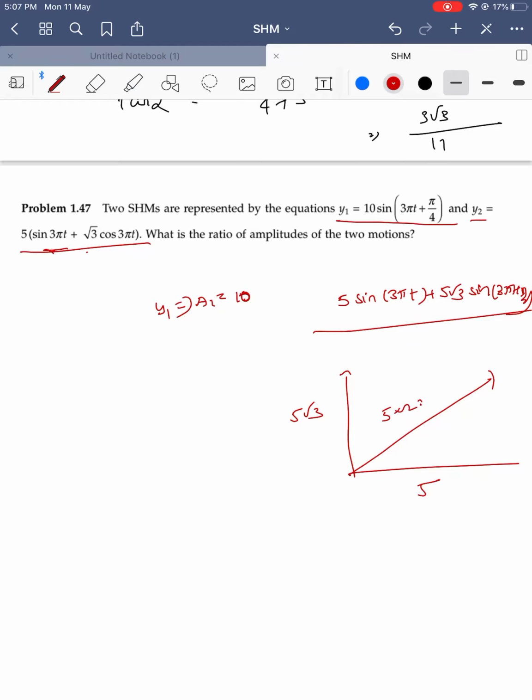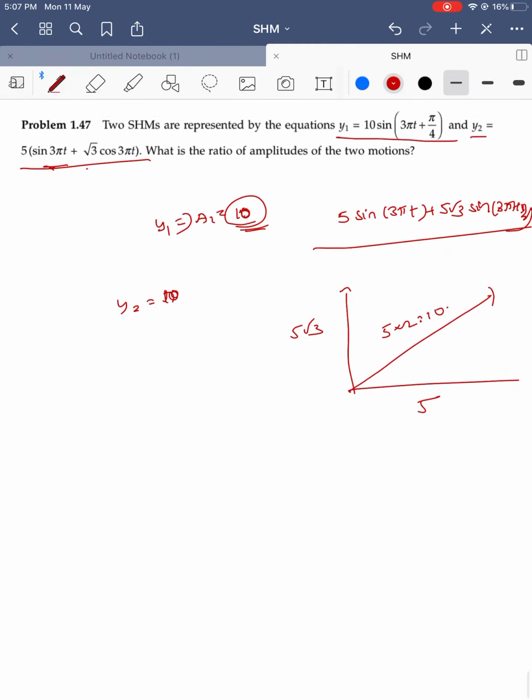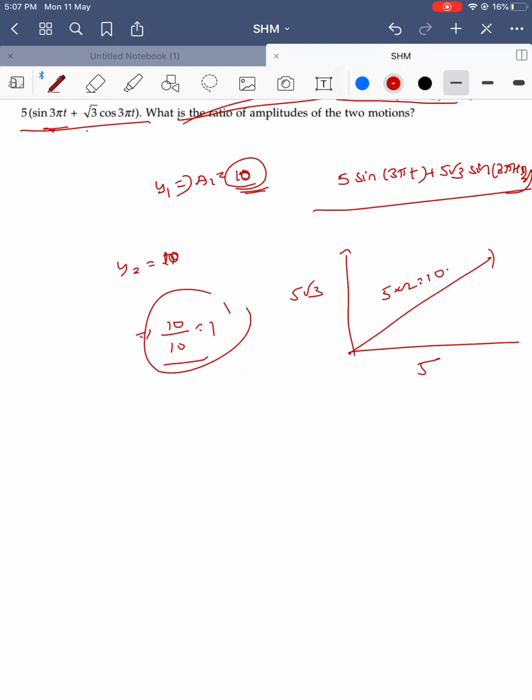The resultant is the square root of a1 squared plus a2 squared, which is the square root of 75 plus 25, so we get 10. That is 5 into root 4, which is 10. So the amplitude of y2 is 10. What is the value for y1? Also 10. So the ratio is 10 by 10, which is equal to 1. Now what is the resultant of y1 plus y2? Here, the angle is tan inverse of 5 root 3 by 5, so it is making an angle of 60 degrees.